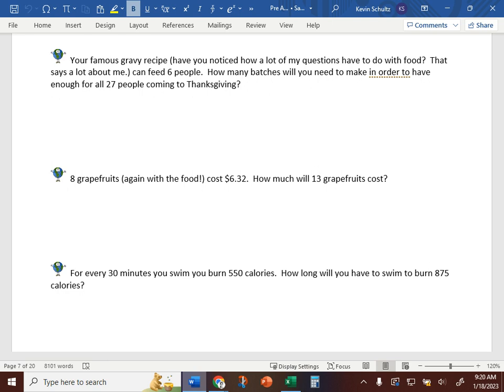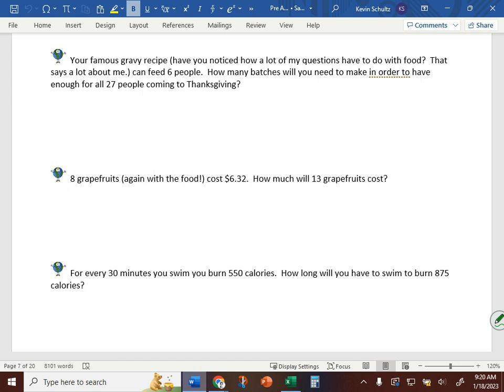Okay, your famous gravy recipe can feed 6 people. How many batches will you need to make in order to have enough for all 27 people coming to Thanksgiving? Okay, so we've talked before about how, especially with baking, you use proportions and rates and ratios a lot. Because sometimes you're making double the batch, triple the batch. In this case, whatever the scale factor is, I don't want to give it away. Okay, sometimes you're doing only half the recipe, a quarter of the recipe, right?